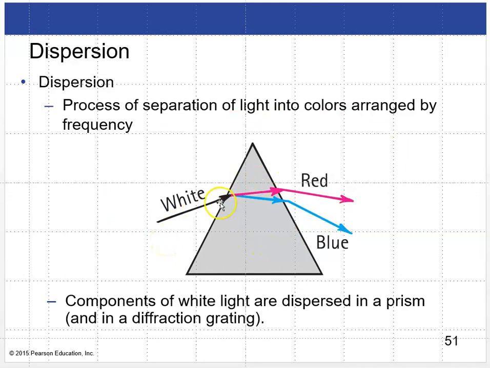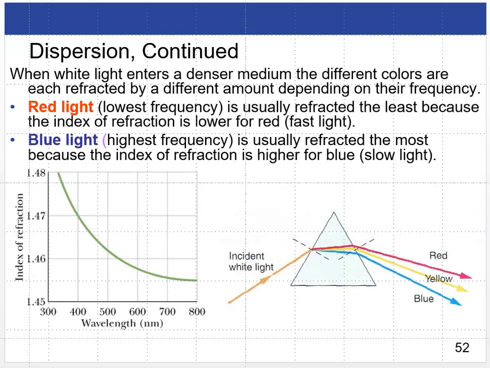And when it does, the red light gets bent by a smaller amount than the blue light. So it separates the wavelengths of white light, which contains all the wavelengths of light, into their component wavelengths. And this can also be used in a diffraction grating. It's a slightly different way. In a diffraction grating, the blue light is bent less than the red light, but it still separates it.